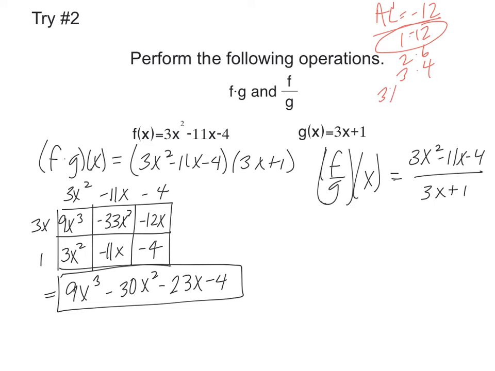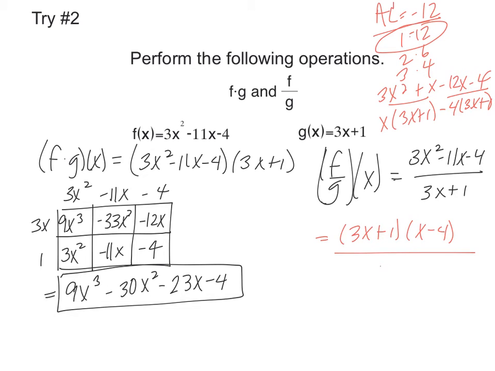So that'd be 3x squared plus x minus 12x minus 4. If I group, I can take x out of the first and we'd be left with 3x plus 1. If I take a negative 4 out of the other one, I'd have also 3x plus 1. So really the numerator should be 3x plus 1 and x minus 4 over the original denominator, which is 3x plus 1. The 3x plus 1s will cancel, so our final answer will be x minus 4.